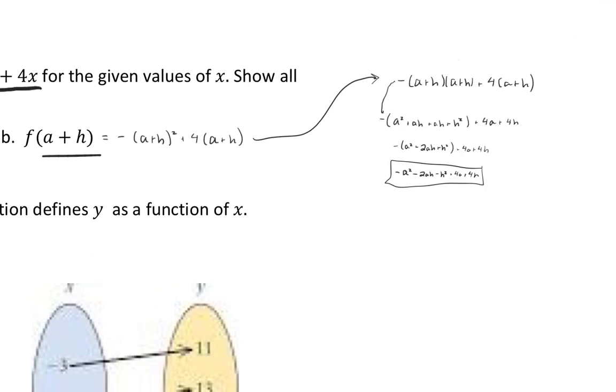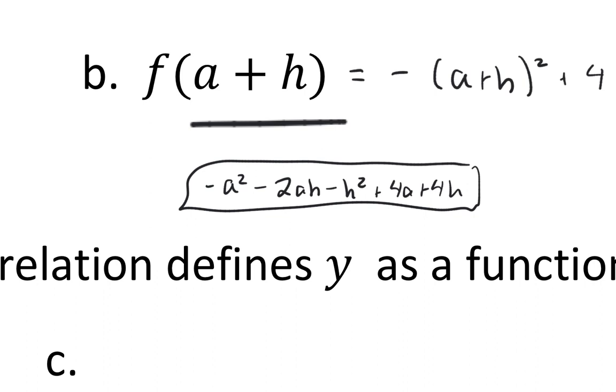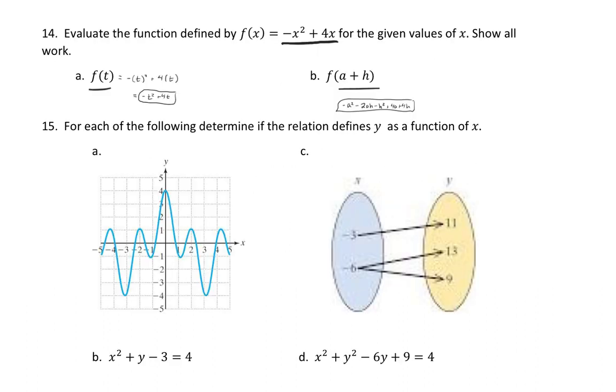So I'm just going to write it over here. Negative a squared minus 2ah minus h squared plus 4a plus 4h. There you go. Perfect. Moving on to number 15.